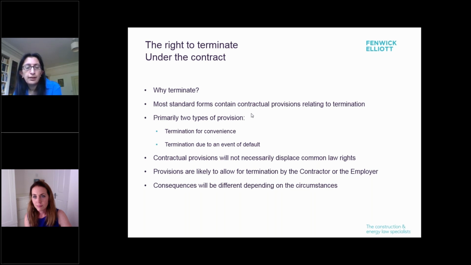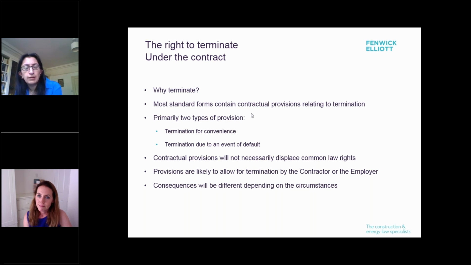It's important to recognise, and I think Lucinda's touched on this, that the contractual provisions do not necessarily displace common law rights. So you can have the right to terminate contractually, as well as the right to say there's been a repudiatory breach. But you have to be very, very clear in your exercise of those rights. You cannot try and terminate a contract under the contractual provisions and then use a different or an inconsistent repudiatory breach. You do need some consistency in your approach.